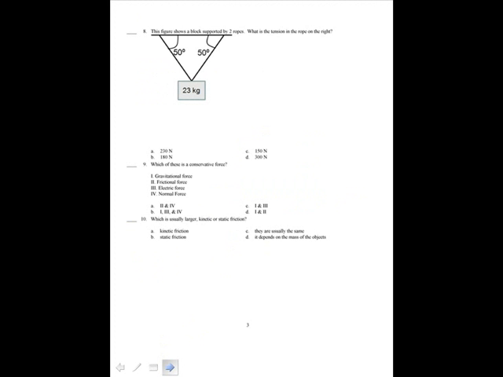This figure shows a block supported by 2 ropes. What is the tension in the rope on the right? There's my coordinate system. I have a force tension going in either direction. This angle on both sides is 50 degrees. And then I also have the weight of the object. If I just look at the forces in the y direction, I have 2t sine of 50. Alright, that's the combination of the 2 forces, because they're equal. And then I have the force weight.